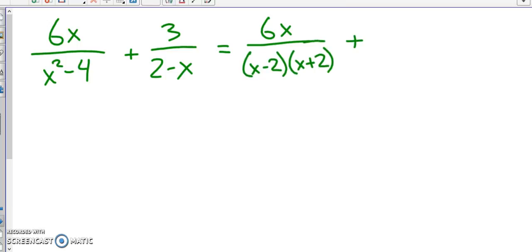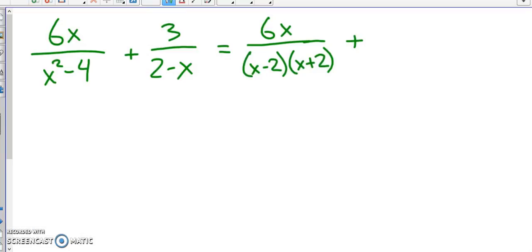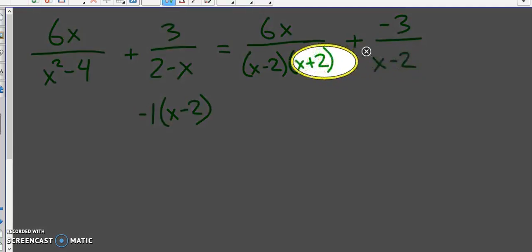Plus. Now I want you to observe something. Notice that I've got an x minus 2 right here, but this piece is 2 minus x. And so what we have is actually the opposite. What I can do is make this into negative 1 times x minus 2, and then I can bring the negative 1 and combine it with the 3 and make that into a negative 3 over x minus 2. So in order to flip that around, I just introduced this negative 1 right here. And then this matches up with that right there.